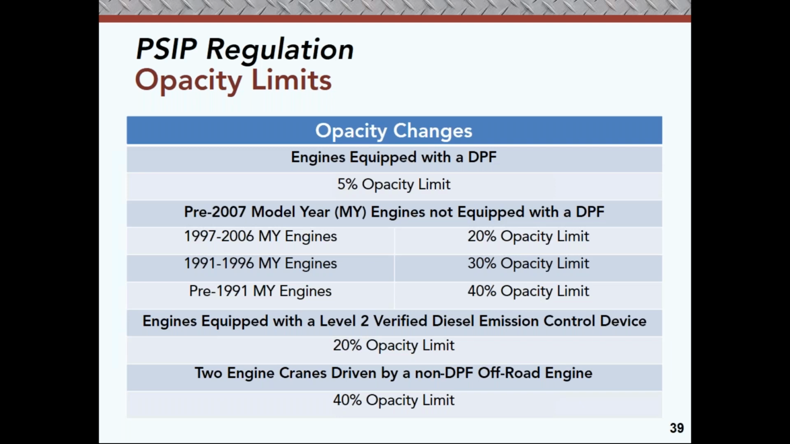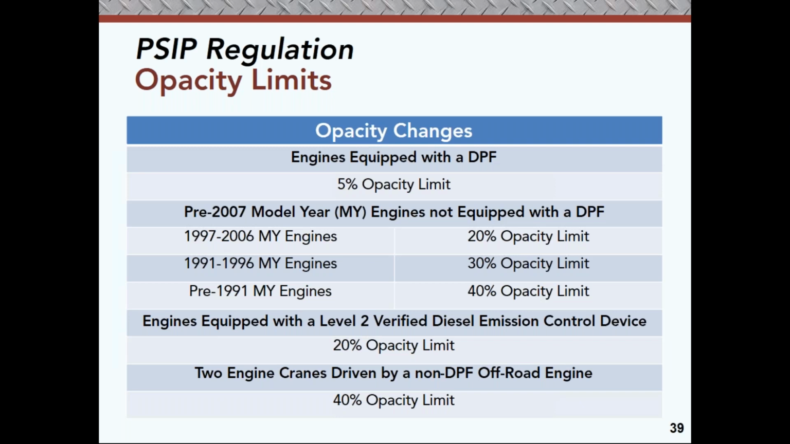All right, so let's finish talking about the opacity levels. I told you the old opacity levels were 40 and 55%, but now the current opacity limit for any vehicle that's equipped with a diesel particulate filter, that's what DPF stands for, is no more than 5% opacity. So substantial drop. I will also tell you that if you're doing this test or having this test performed on your vehicle and you get close to 5%, there is something wrong with the filter on that truck.